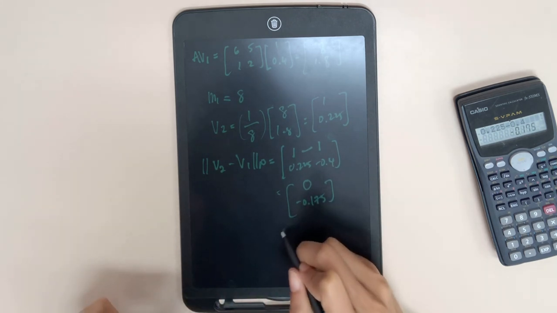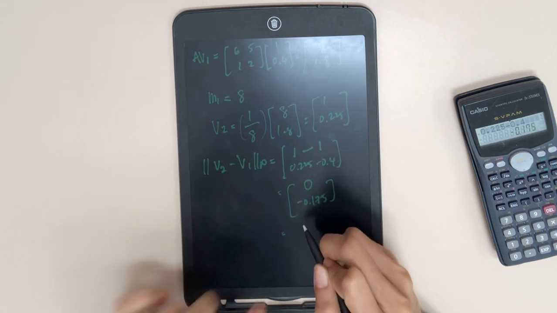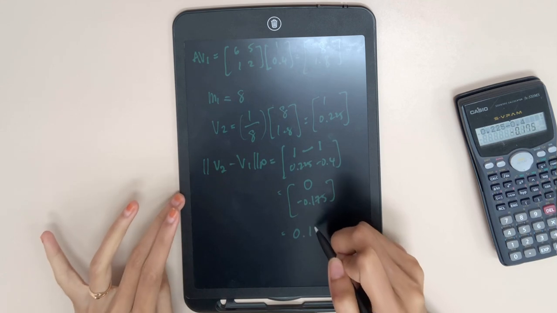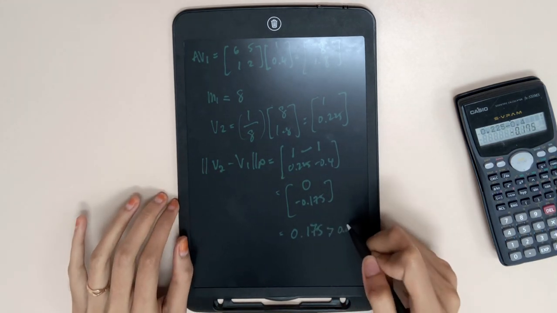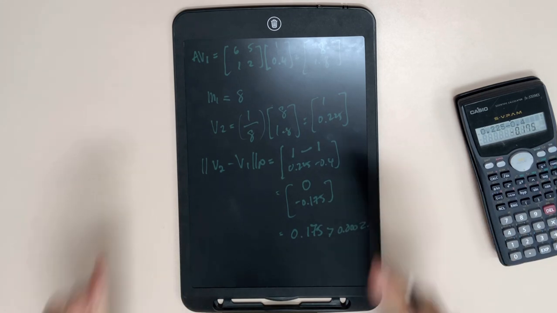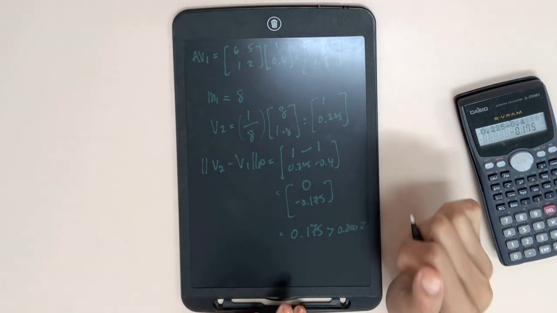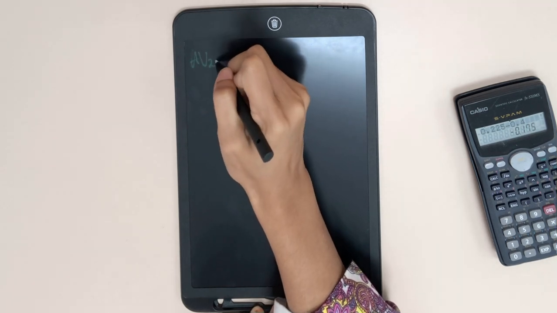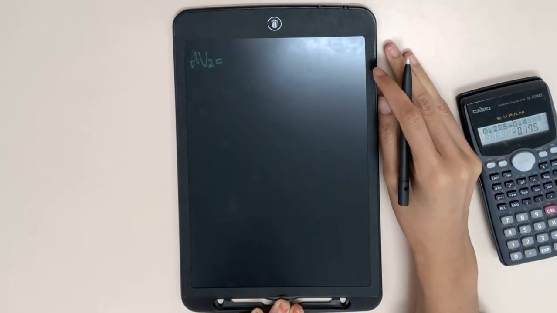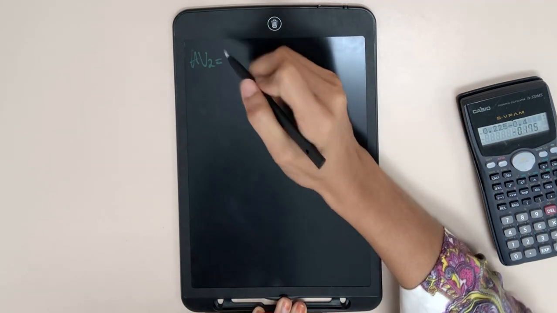Okay, so the largest value that appears here is 0.175, which is still far from 0.02. So you need to do another calculation. So we proceed with AV2.